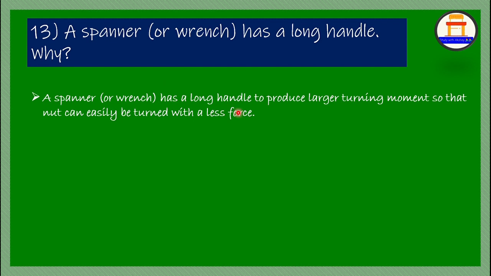As I had told, this is a kind of give reason question. For a give reason question, just write down the question and then give the reason for that, so that the quality of the answer becomes more. The key terms over here are: to produce a larger turning moment so that the nut can easily be turned with less force. So larger turning moment and less force, these two are the key terms.